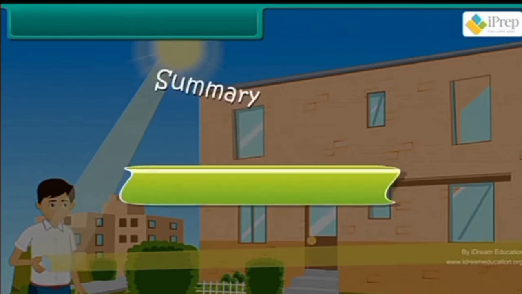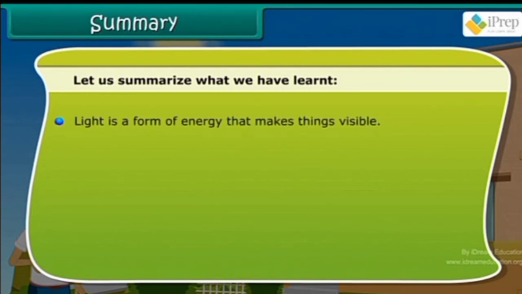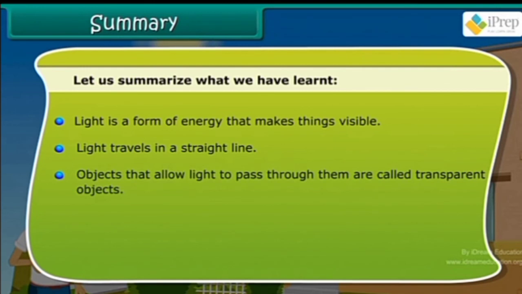Summary. Let us summarize what we have learned. Light is a form of energy that makes things visible. Light travels in a straight line. Objects that allow light to pass through them are called transparent objects.